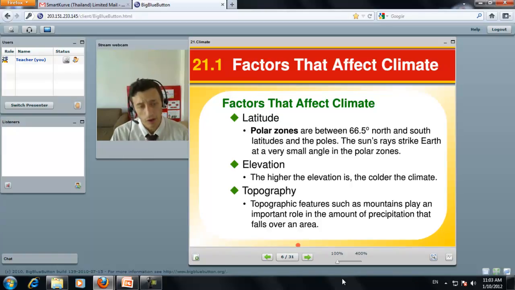Now the third one is one I want to look at. Topography. Topographic features such as mountains play an important role in the amount of precipitation that falls over an area. We're going to take a look at this on the next slide.